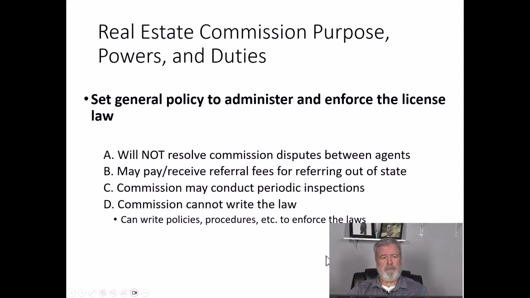But then, when we look at what some of the powers and duties of the Real Estate Commission would be, obviously their biggest objective is that they set policies and they administer these policies in a manner trying to enforce the license law. Now here's something, again, for test purposes, you need to remember this.